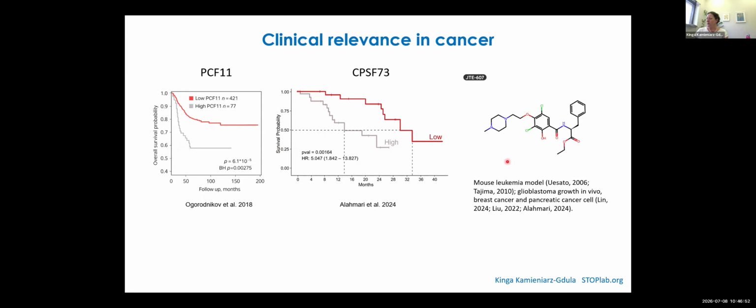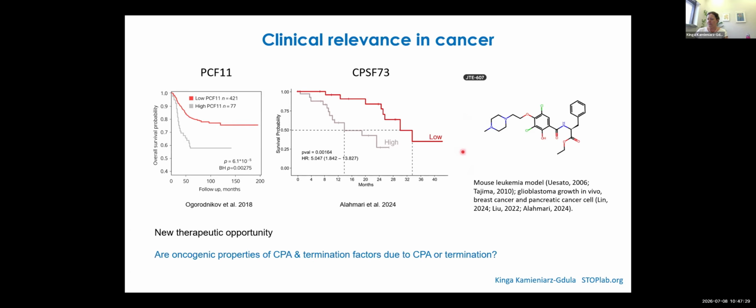Another piece of evidence suggesting the clinical relevance was the fact that a compound which was considered a promising drug target because it cures cancer, at least in mice and in some cell culture models, when a consortium tried to find what the real molecular target was, it turned out that CPSF73 is actually the primary molecular target. So we see that there could be some therapeutic opportunity here.